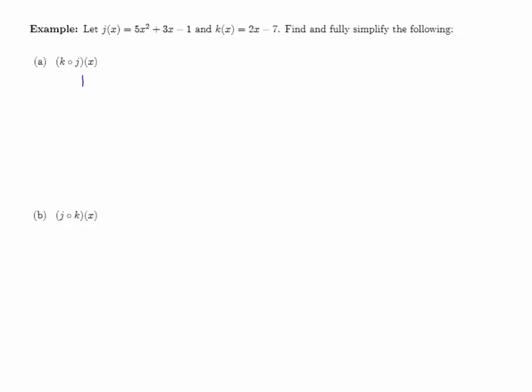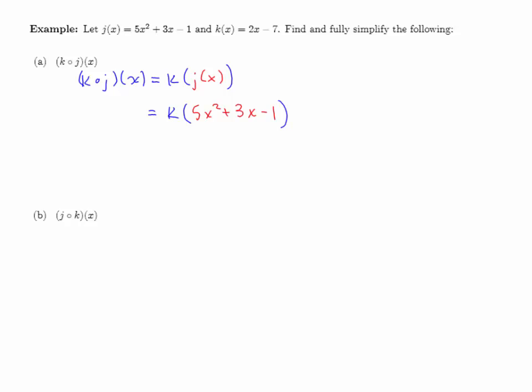So we'll start with this k composed with j of x, and we'll write that as k of, and inside there goes j of x. So as we're looking at this, the first thing we're going to do is replace that j of x with how that's defined. And it's defined by 5x squared plus 3x minus 1. And this is the basis of how function composition is going to work.